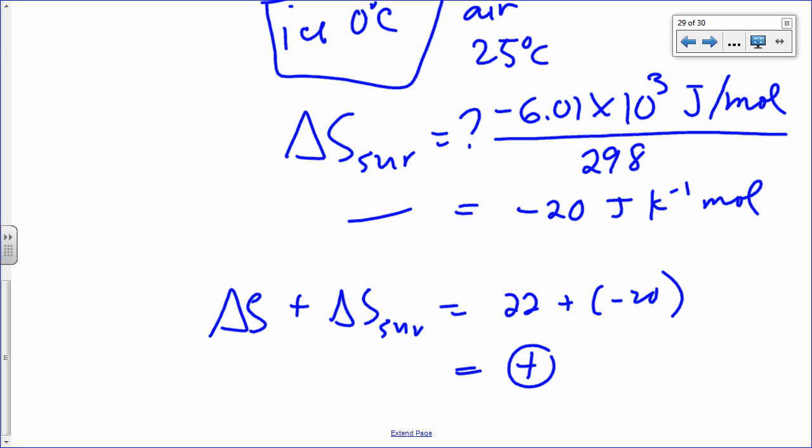Okay. Now, what if it's the other way around? If your air was at negative 5 degrees Celsius, what will happen? So that would be an impossible process. If you put your ice in a freezer at negative 5 degrees Celsius, it won't melt. If you were to imagine it melting, you get a total delta S which is negative. So a negative delta S would be an impossible process. Okay?